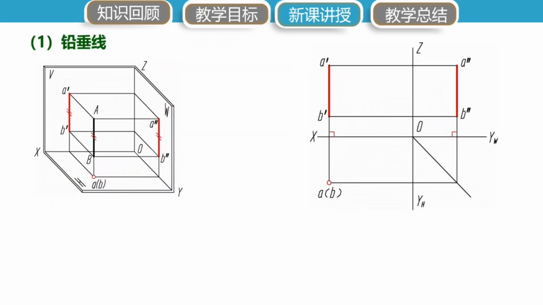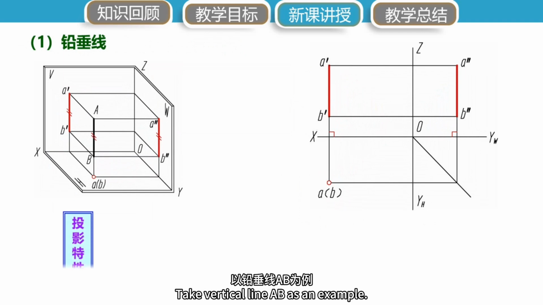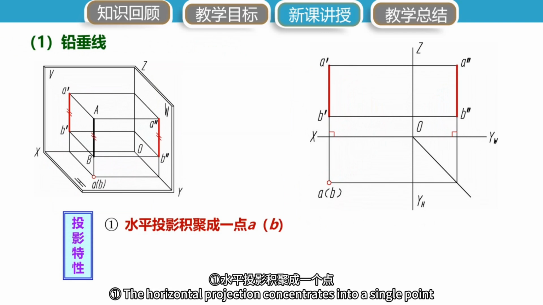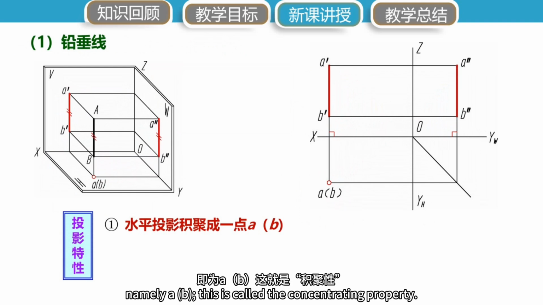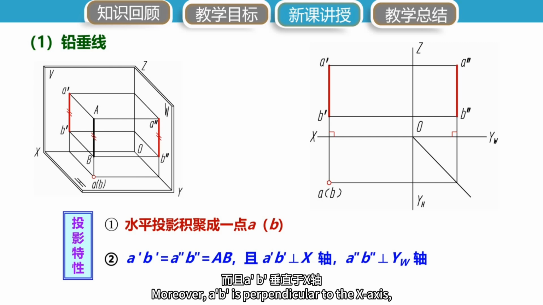First, vertical line. It is perpendicular to the H-plane and parallel to the V and W planes. Take vertical line AB as an example. Its projection properties are very clear. First, the horizontal projection concentrates into a single point, namely a, b. This is called the concentrating property. Second, both the frontal projection a'b' and the profile projection a''b'' equal the true length of AB. Moreover, a'b' is perpendicular to the x-axis, and a''b'' is perpendicular to the YW axis.